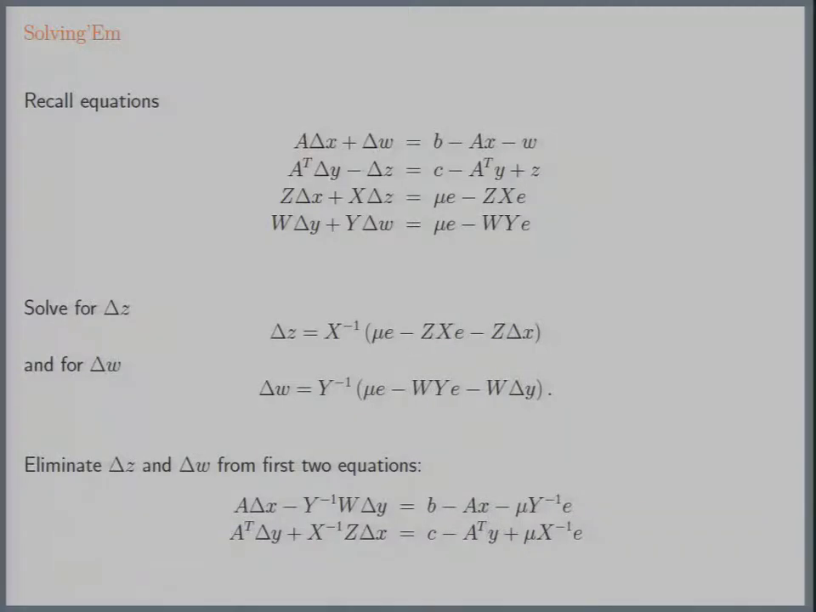This is called the reduced KKT system, Kuhn-Karush-Tucker system. But let's talk about solving it even a little bit further. We can actually do something here, and that's what I didn't quite get a chance to type up.